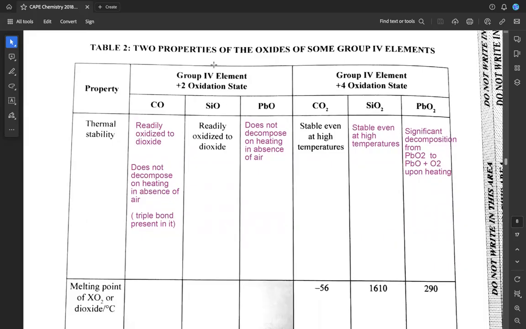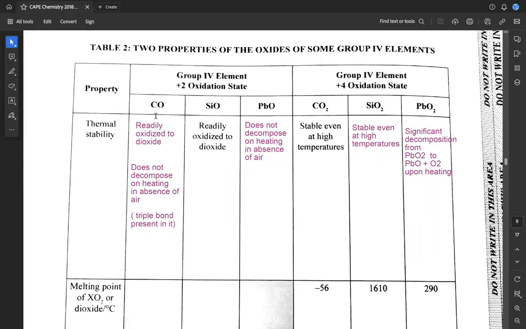So the group 4 elements can exist in 2 oxidation states, right? They can exist in the +2 oxidation state or in the +4 oxidation state. So what we have to fill in is for the carbon monoxide, right? That's the oxide of carbon in the 2+ state. And for lead oxide, right, which is the oxide of lead in the 2+ oxidation state.